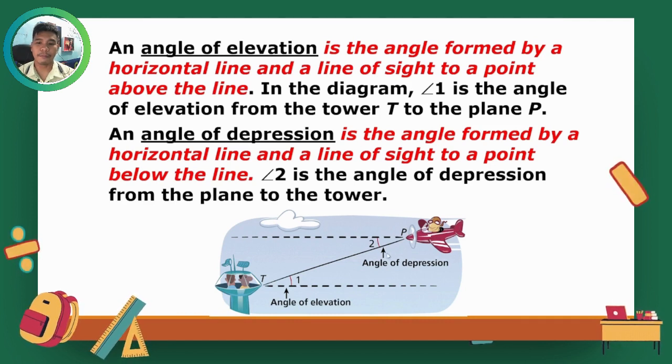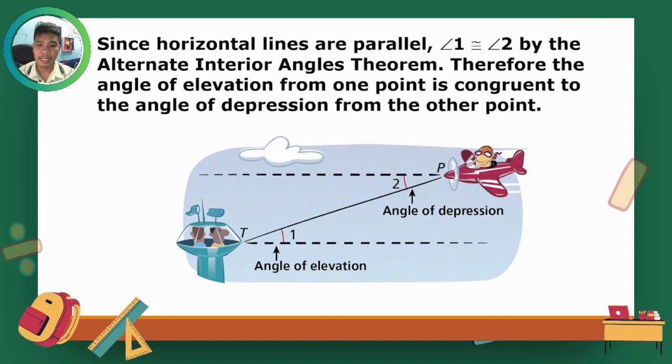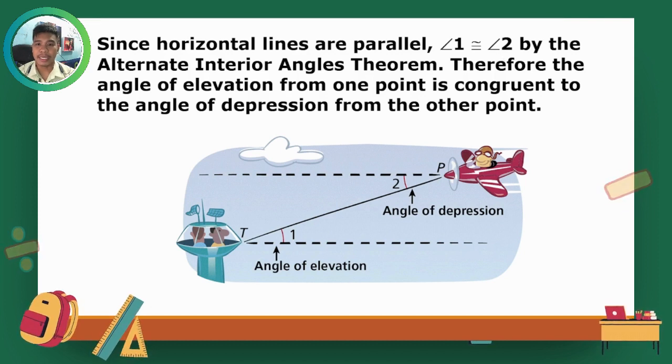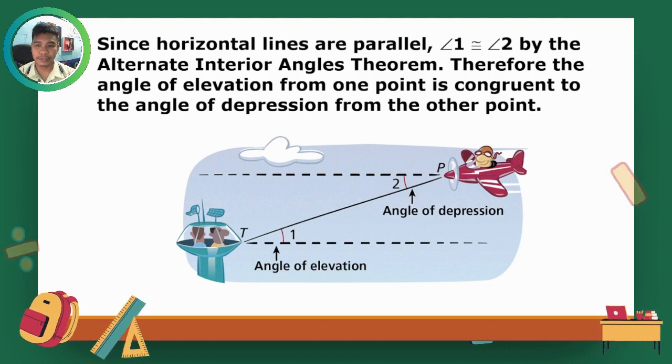As you can see from the illustration, since the horizontal lines are parallel, angle 1 and angle 2 are congruent. The two lines of sight from point P and point P are parallel. It means that from the alternate interior angles theorem, angle 1 is congruent to angle 2. Therefore, the angle of elevation from one point is congruent to the angle of depression from the other point.